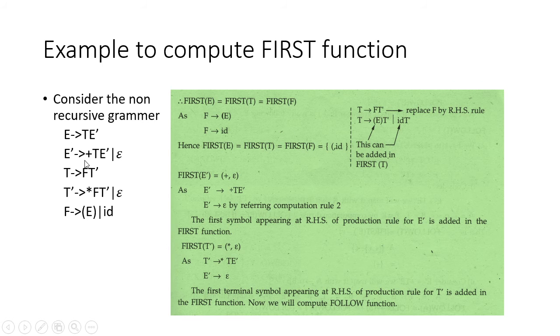Similarly, the first of E dash is plus and epsilon. Similarly, the first of T dash is asterisk and epsilon. This way we can always find the first of any function. It's very simple: if it is a non-terminal, repeat this until you find a terminal. So non-terminal E, go for T. T is a non-terminal, go for F. F is a non-terminal and this is a terminal, so first of F is bracket and ID. So obviously first of E is first of T, first of T is first of F, and first of F is bracket and ID.